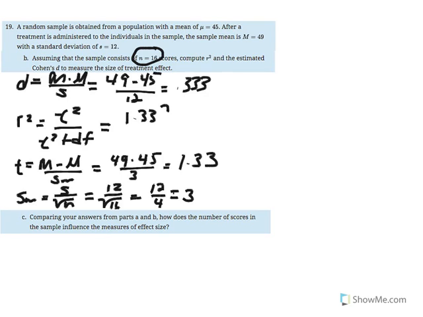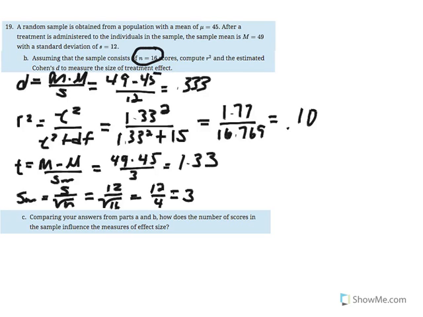So that would be 1.33 squared over 1.33 squared plus our degrees of freedom, which in this case would now equal 15, so a slight difference there. And this would equal, so 1.33 squared, and we're just going to round to 1.77, and 1.77 plus 15, 16.769 on our calculator, more or less. And then 1.77 divided by 16.769. So let's do that. We should get 0.106 if we round.